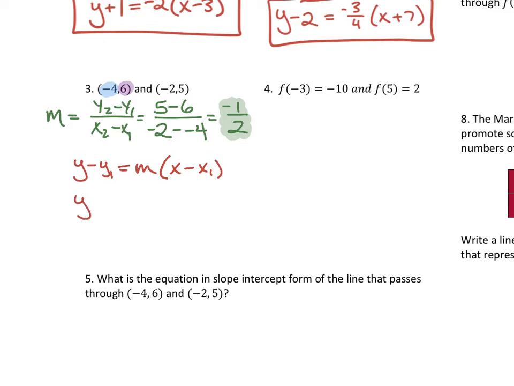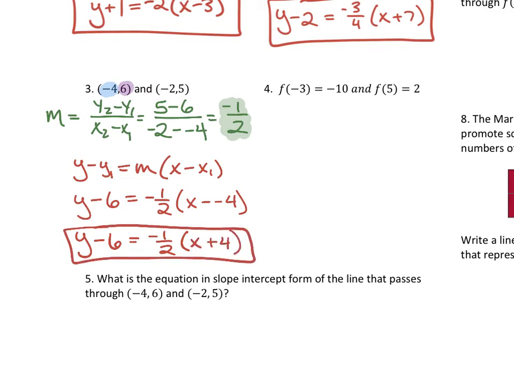Let's do that. Y minus y1, we said y1 was 6, equal to negative 1/2, because that's the slope, x minus x1. Then we just simplify it down, making sure we simplify those double negatives into a positive. And voila. There's your point-slope form of the line, where you've substituted in your slope, your x1, and your y1.